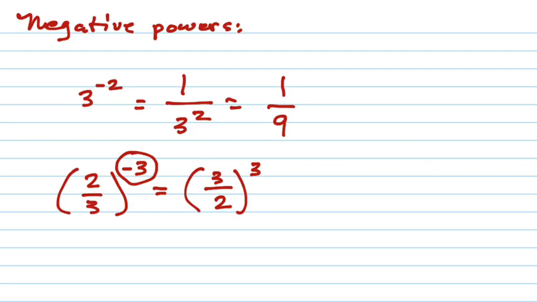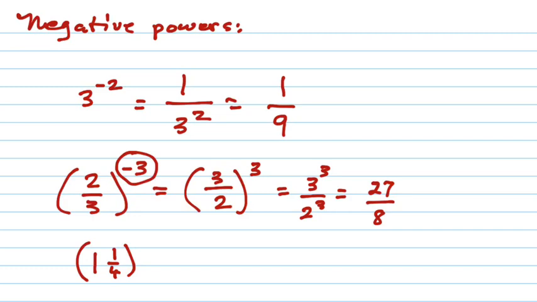Then, of course, you have parentheses to a power. That means take everything inside, raise to that power. And 27 over 8 is a perfectly good answer, even though it is an improper fraction. Okay? All right. The one you were asking about a while ago, 1 1/4 raised to the negative 2.